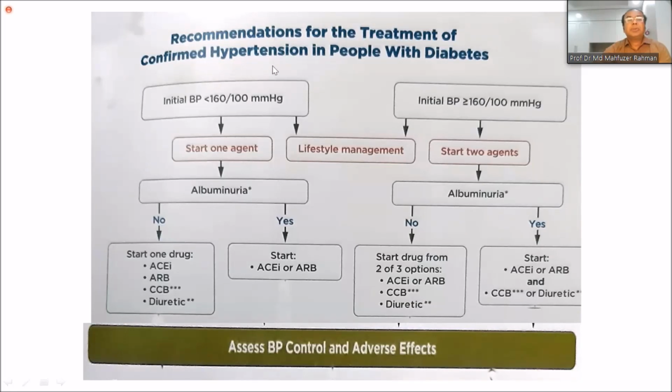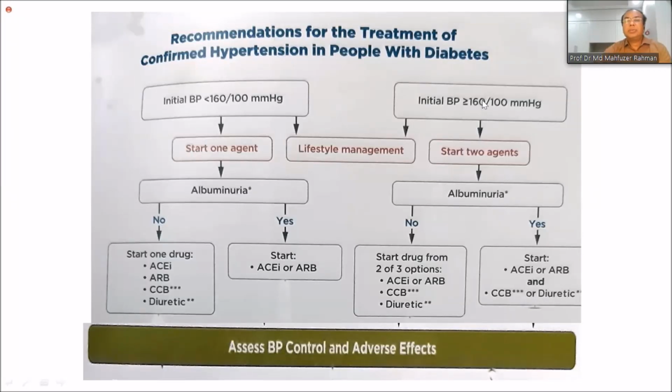You see, patient having hypertension with diabetes mellitus, if initial blood pressure is less than 160/100 millimeters of mercury, start with 1 agent. If albuminuria is present, start with ACE inhibitor or ARB. If albuminuria is absent, in that case you can start with ACE inhibitor or ARB or calcium channel blocker or diuretic. And lifestyle management is necessary in all cases.